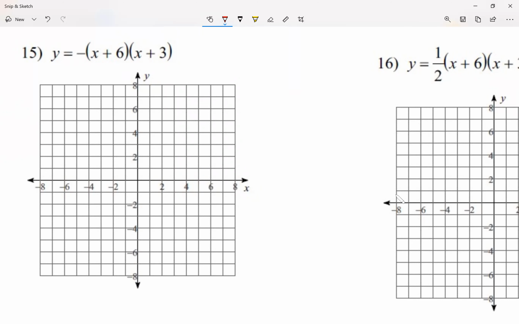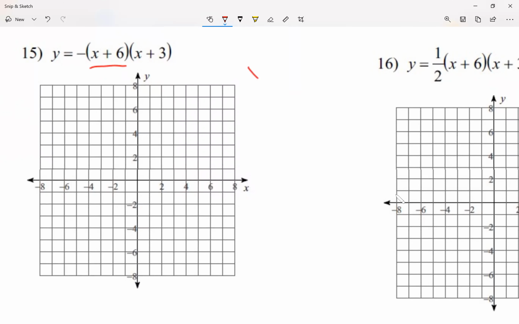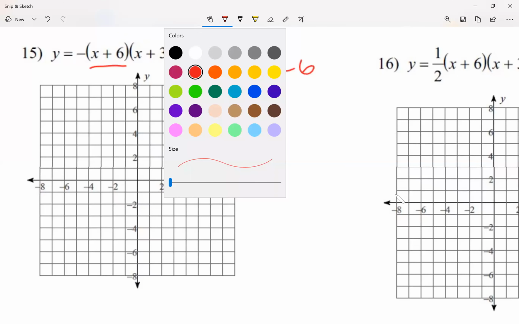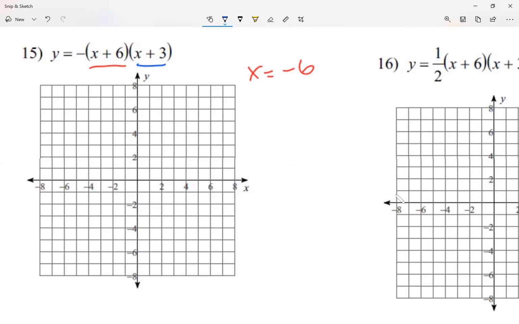So when I look at the first parentheses, I'm more like, x plus 6. What value of x makes this 0? And then we're going to say, well, x equals -6. Right? -6 plus 6 is 0. Good. The other intercept, again, let's take a look at the parentheses. I'm going to say x equals -3. -3 plus 3 is 0.